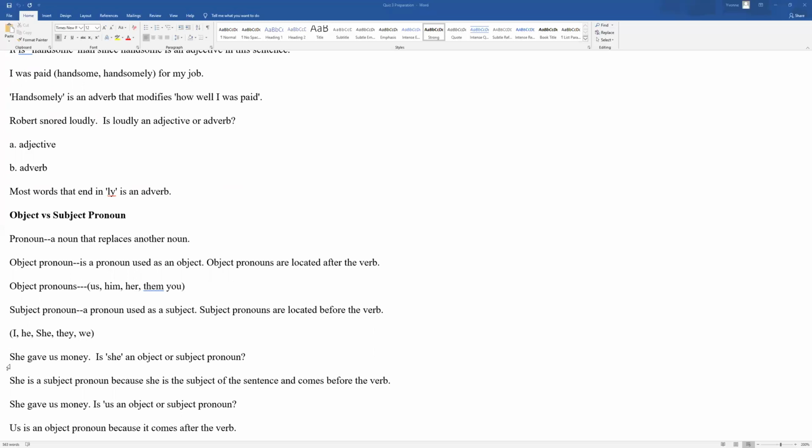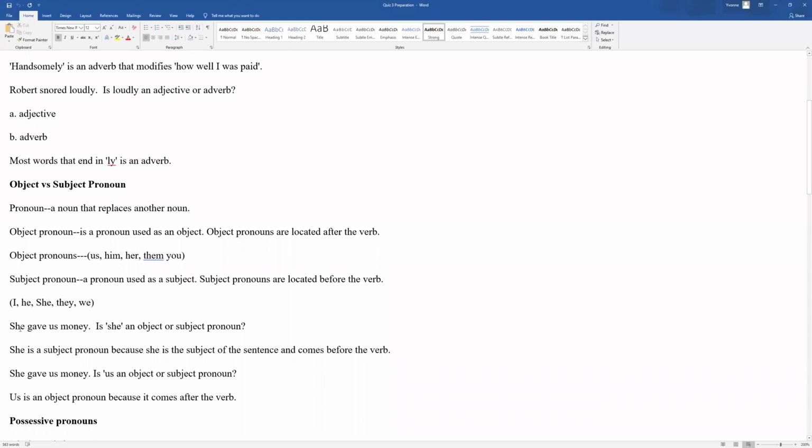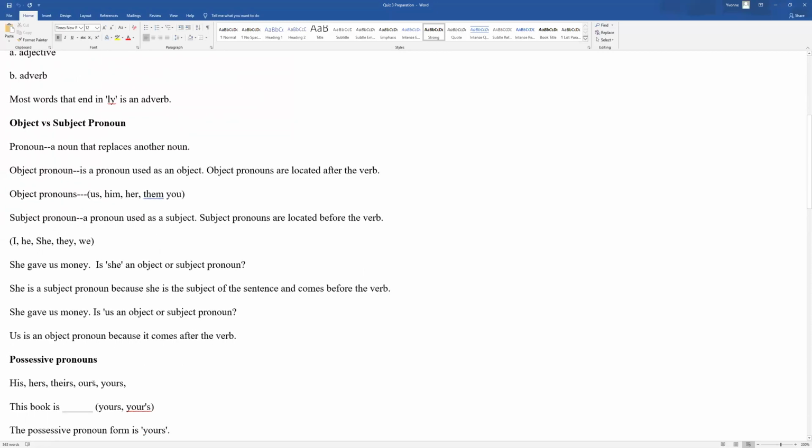So then a subject pronoun is a pronoun used as a subject. Subject pronouns are located before the verb. So you would have I, he, she, they, we. So in the sentence, she gave us money, she is the subject pronoun. And then us, because it comes after the verb, is the object pronoun.